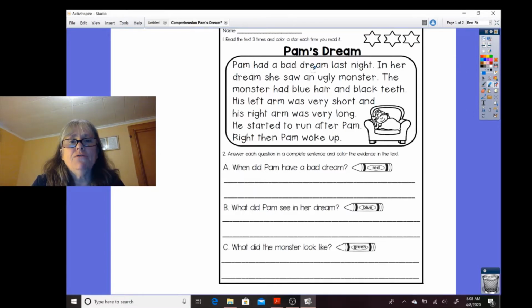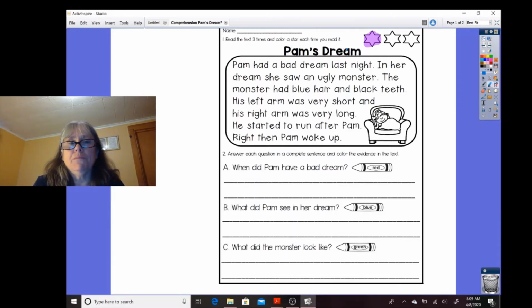Pam had a bad dream last night. Oh, wait, let me start. Let's read the title first. Pam's Dream. Pam had a bad dream last night. In her dream, she saw an ugly monster. The monster had blue hair and black teeth. His left arm was very short, and his right arm was very long. He started to run after Pam. Right then, Pam woke up. Ooh, that sounds like a scary dream. There's my star. I know it's a little messy. Sorry. All right, let's read again.